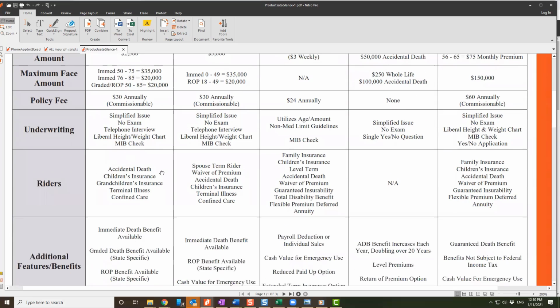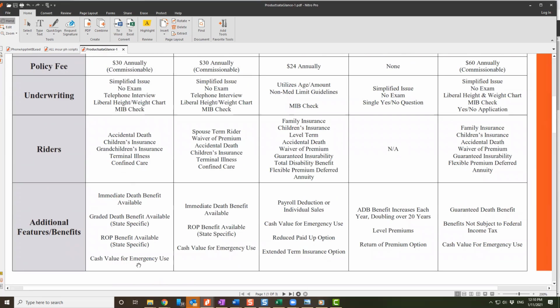You can add accidental death to the policy. You can add children or grandchildren insurance. It will have terminal illness, confined care, and now they'll have a nursing rider with it. And this comes in 3 different levels: immediate, graded, or return of premium. Basically that means healthy person, not so healthy, sick person. Healthy, not so healthy, still get them approved.